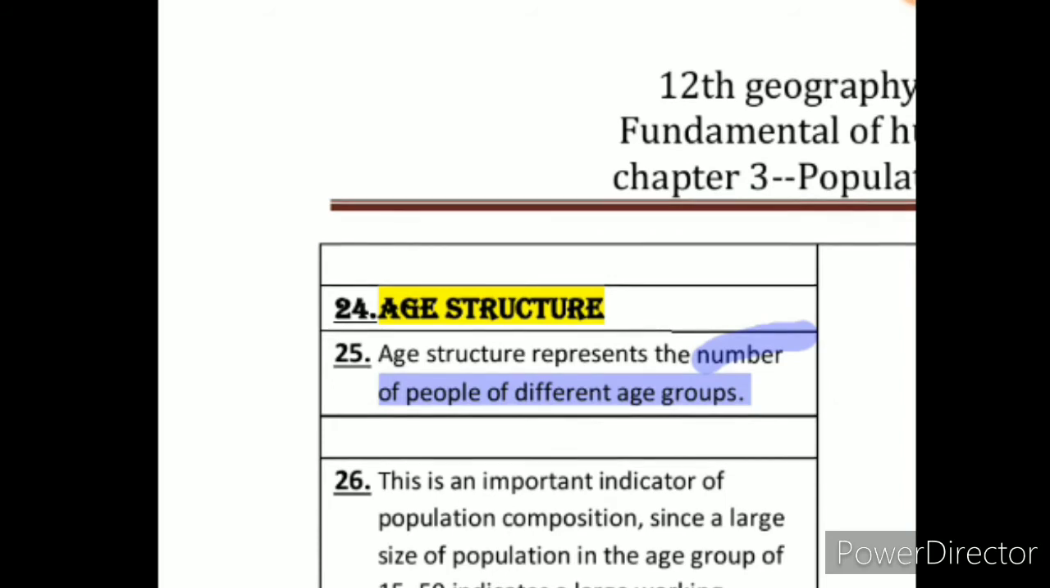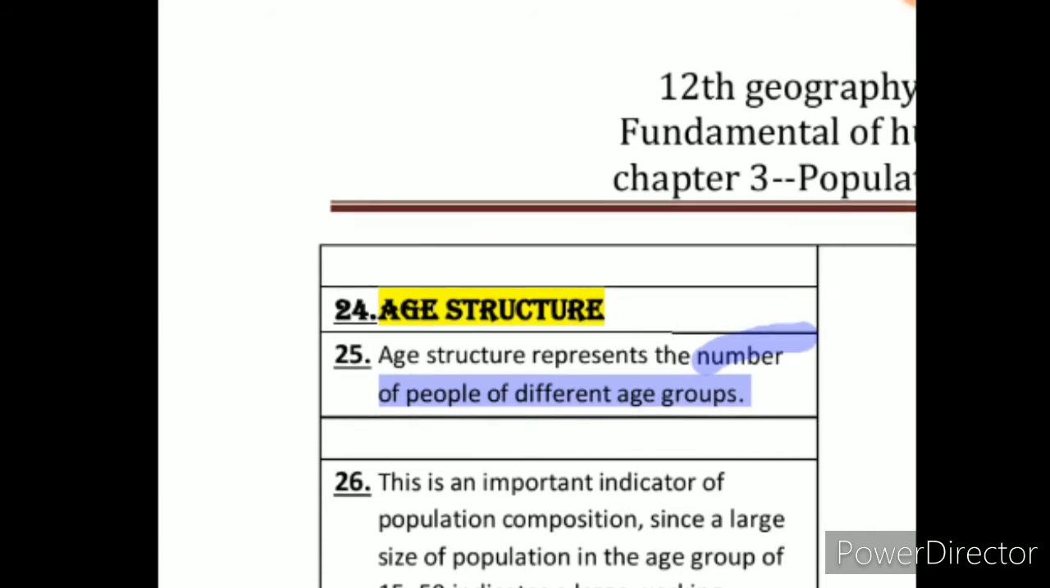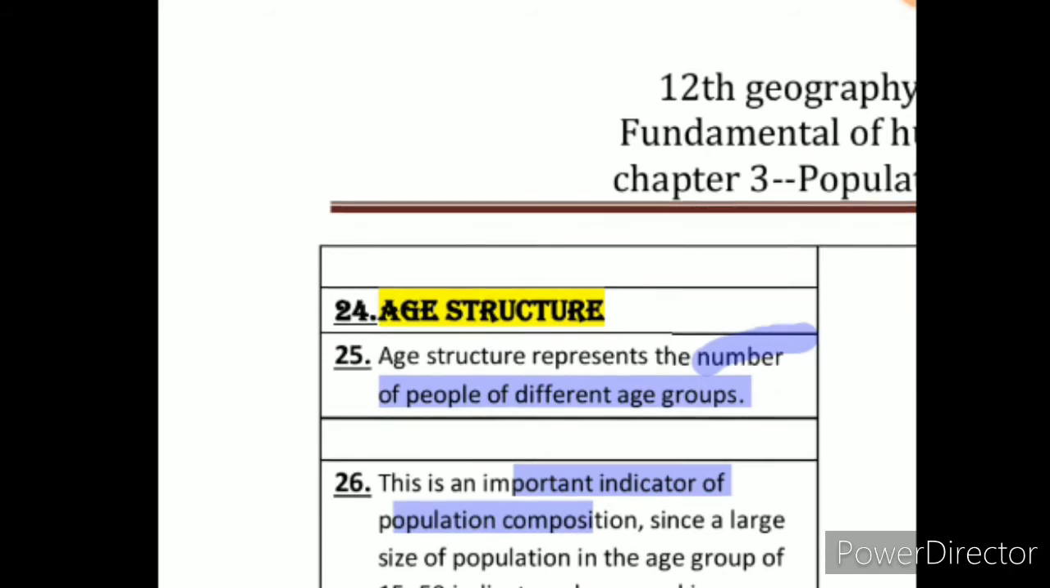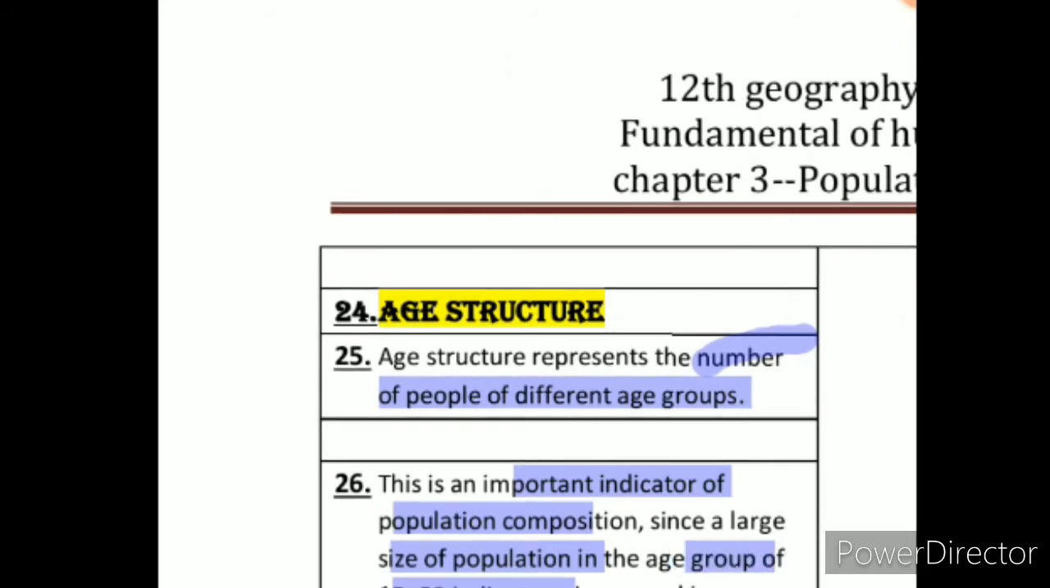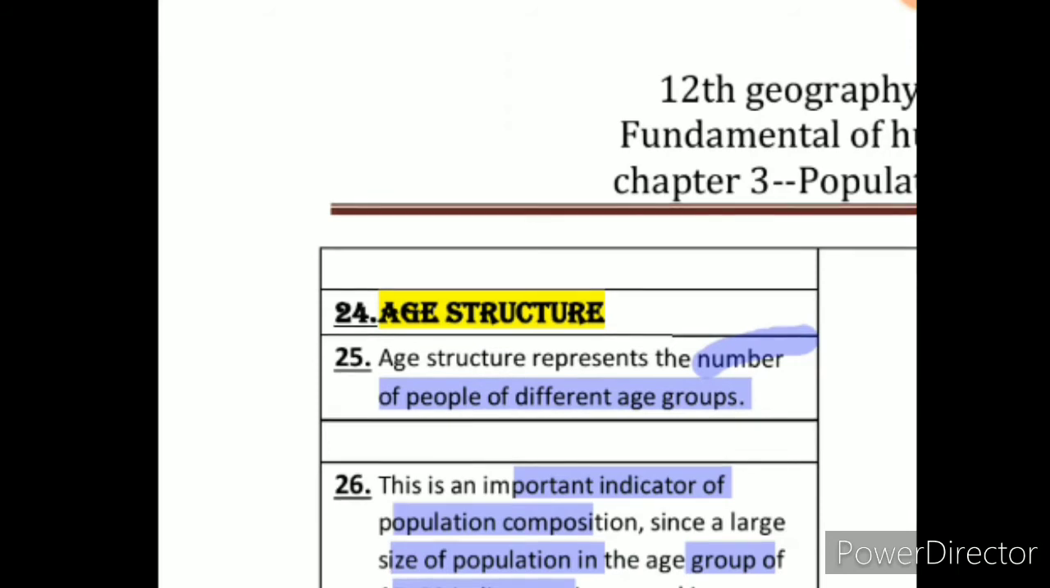Even if you take the example of good MNCs, they always analyze the market first of all. Only then do they generate some product. Otherwise, they cannot do it. So this is a very important indicator. Age structure is a very important indicator for population composition, because a large population in the age group of 15 to 59 indicates that people are in working age. The country having this type of age group from 15 to 59 is considered a good one.